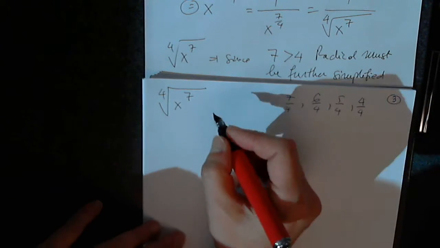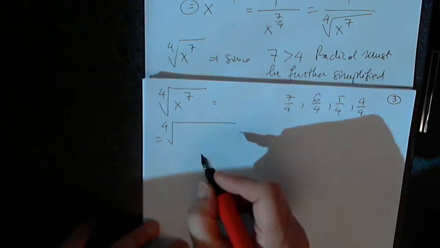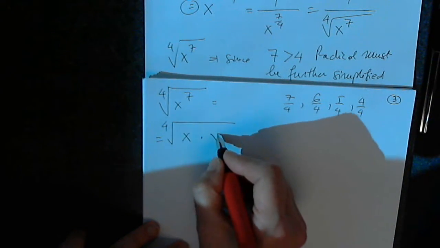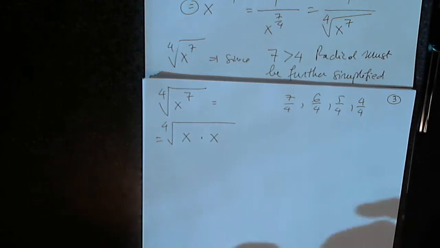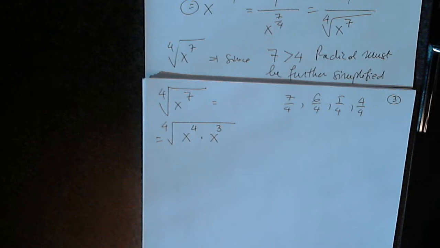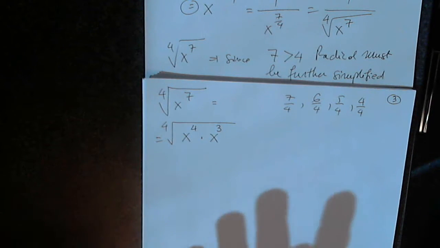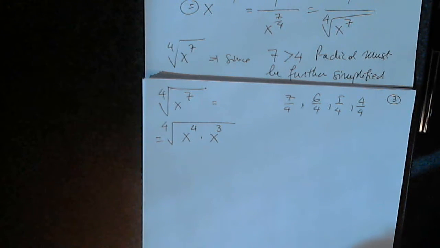Yeah. So therefore, I will rearrange the 4th root of x to the 7th into this times this, and you will tell me which powers I have to choose. One that is divisible by 4 and the other one that is not. So 4, 4, 7, and 3 fourths. So 4 plus 3 is 7. The 4th root of x to the 4th is simplifiable, but the 4th root of x to the 3rd can never be simplified because the power is smaller than the index.